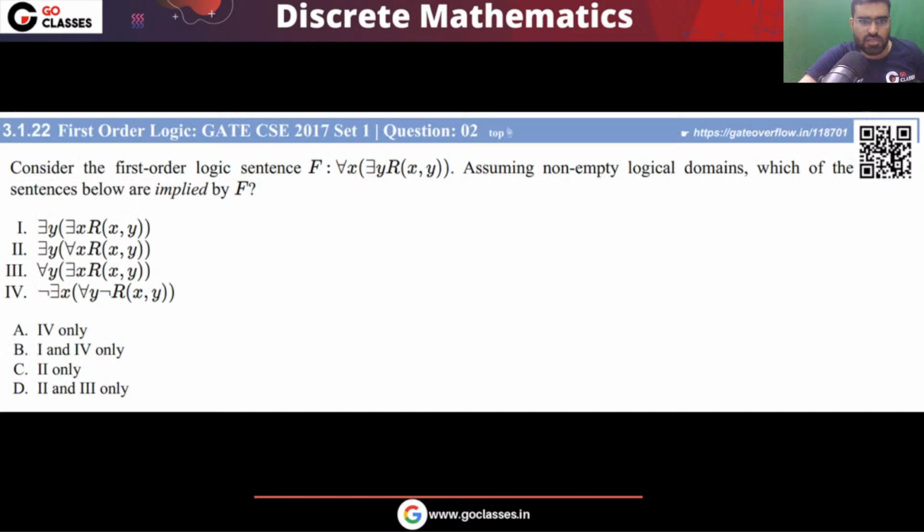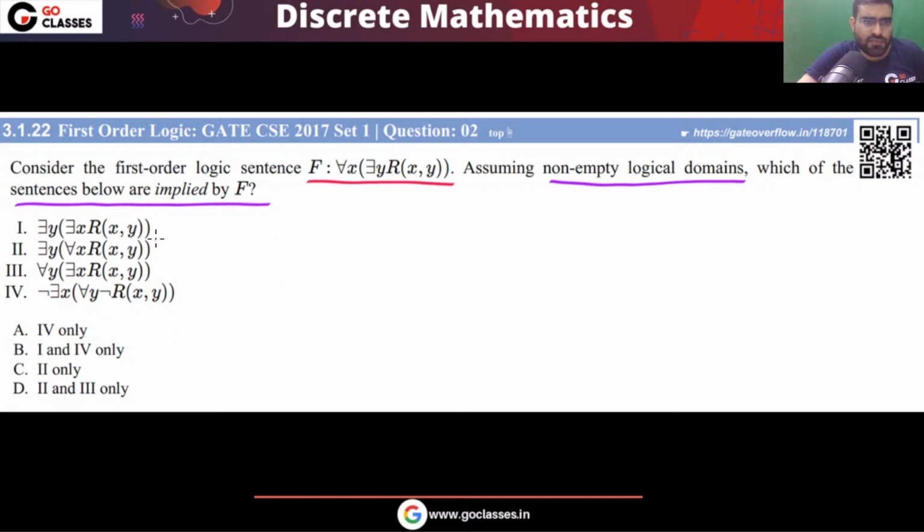Very simple question. Now let's see this question. Tell me the answer. What is the question saying? A first order logic expression is given to you: for all x, there exists y, R(x,y). Assume a non-empty logical domain. Which of the following sentences are implied by f?